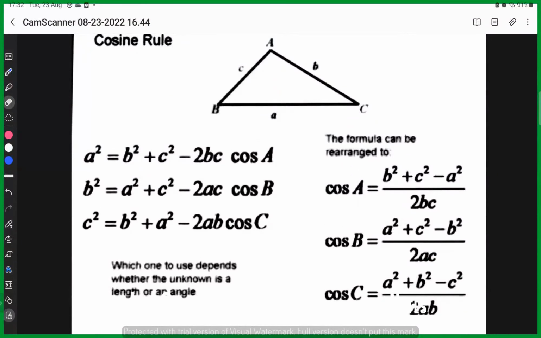Again, the idea is the same. Okay. We have a triangle. This is angle A. Here, this is small a. Then we have B, small b, C, small c. Again, this cosine rule can be used to find angle and length. That is fine. If you need to find an angle, you can use this formula. If you need to find a length, you can use this formula.